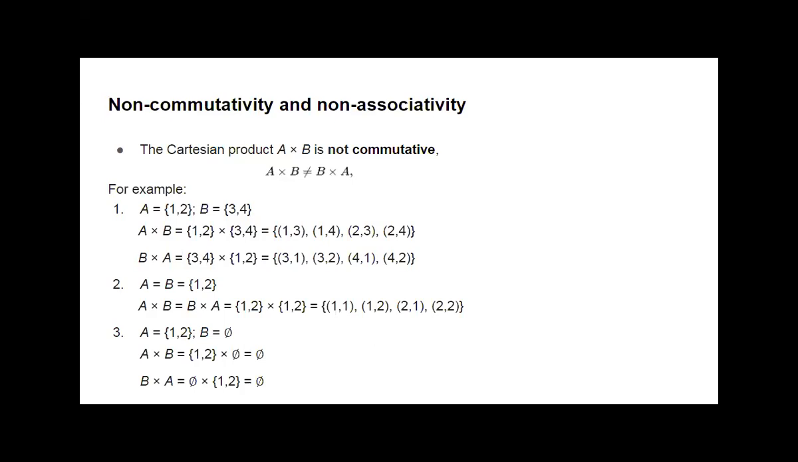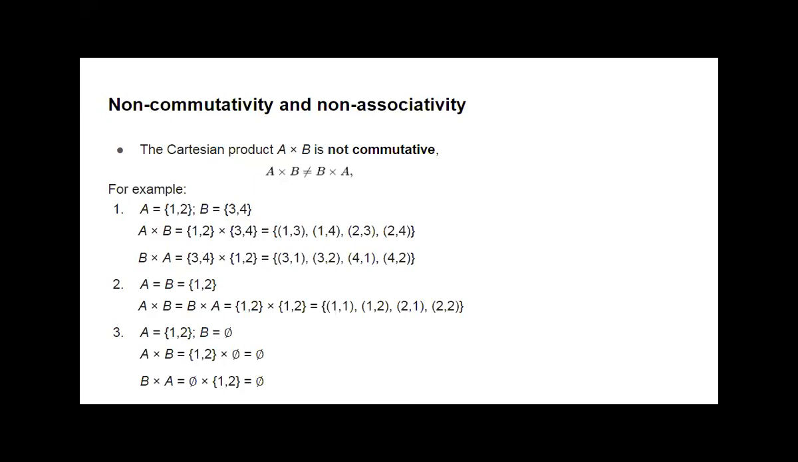So in case of Cartesian product, it is not equal. The Cartesian product A cross B is not commutative. A cross B is not equal to B cross A. Okay, we will see with the help of examples.